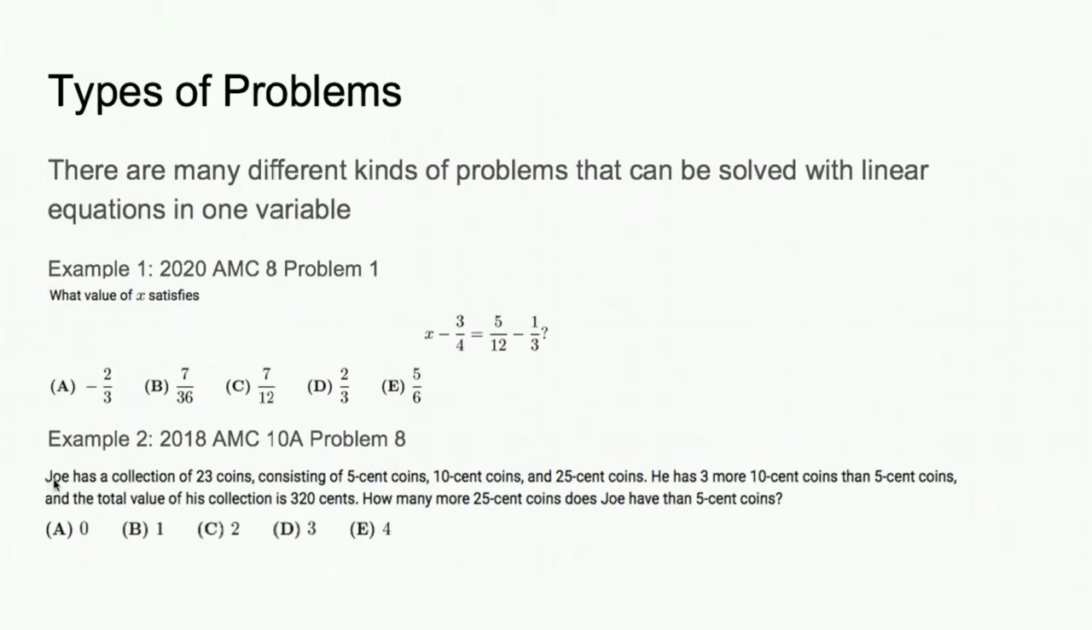Let's take a look at another example, the 2018 AMC 10A problem number 8. The question reads, Joe has a collection of 23 coins consisting of 5-cent coins, 10-cent coins, and 25-cent coins. He has 3 more 10-cent coins than 5-cent coins, and the total value of his collection is 320 cents. How many more 25-cent coins does Joe have than 5-cent coins? Now, we notice that in this question, there is no equation yet. So part of the problem becomes, how do we recognize that we need an equation, and then how do we set up the equation, and finally, how do we solve the equation in order to solve this problem? We'll work through the full solutions of these examples and other contest problems later in this chapter.